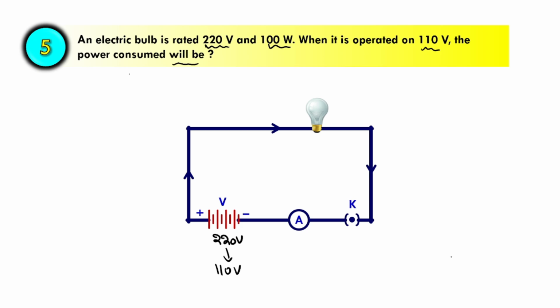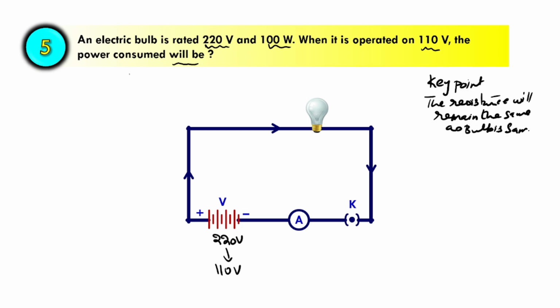Now what is the key point here? The key point to understand is that the resistance will remain the same as the bulb is the same. Bulb नहीं change हो रहा, so the resistance is also not changing. That is the main idea. So what will I do here? I know the voltage, I know the power. Can I calculate the resistance? Yes. And in the next case, the voltage is changing, but the resistance remains the same. All I have to do is calculate the power.